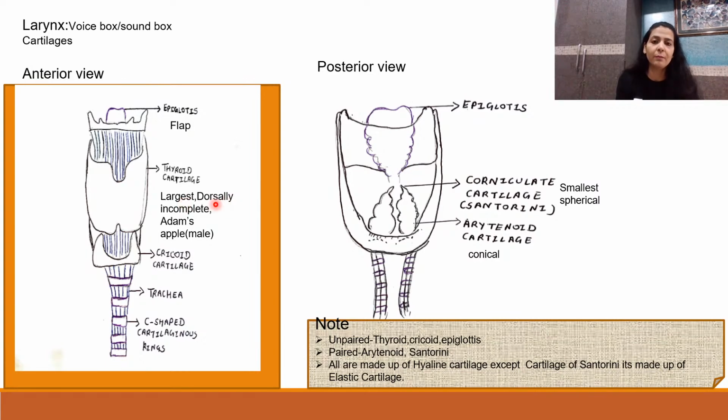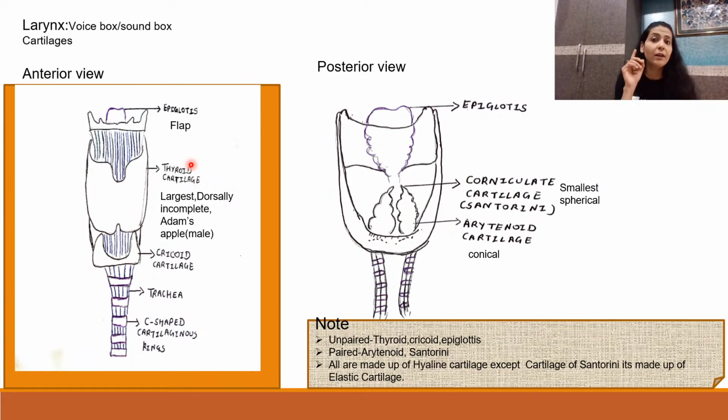It is dorsally incomplete, which means if this is the thyroid cartilage and this is the windpipe, it is present like this, dorsally incomplete. It's not present at the back. It's present only in the front. So ventrally it is present, but dorsally it is incomplete. And this is also known as Adam's apple in case of males. When males approach puberty, because of the hormonal changes, there is an outgrowth in this cartilage which appears as Adam's apple in their throat region, right?